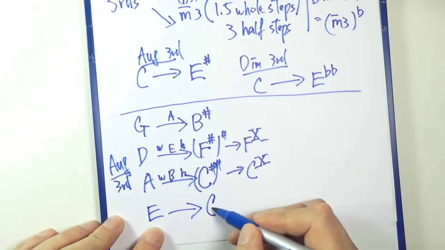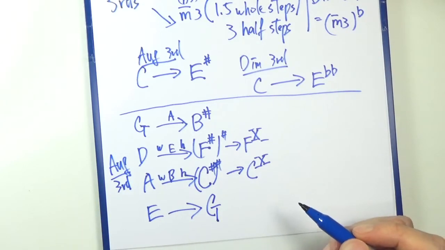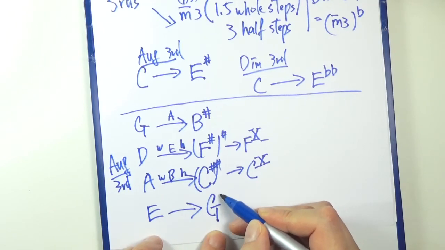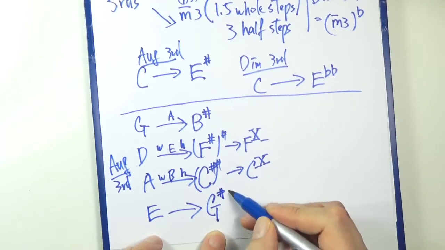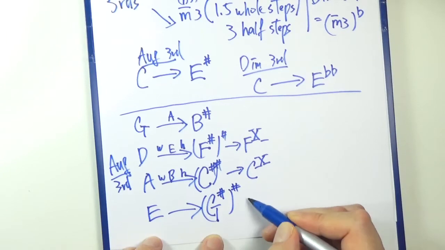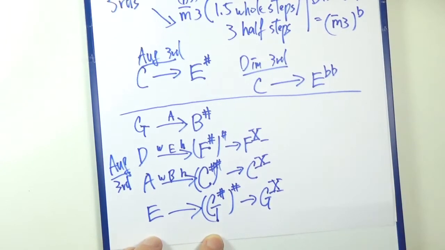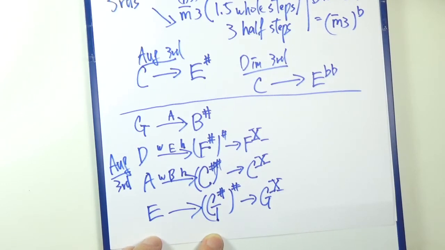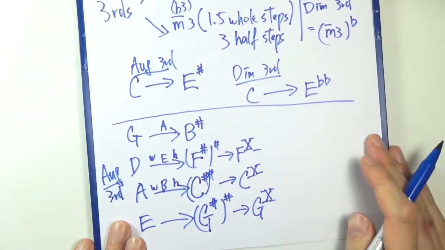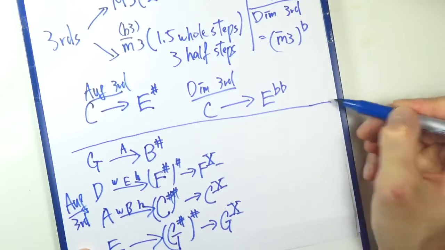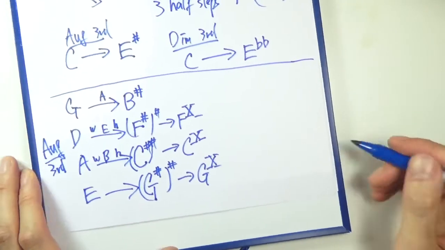Okay, E and G, that's a minor third, right? So make it a major third, but then you want an augmented third. So G sharp, like that, all right? So that's your augmented third intervals. Let's see if I can squeeze them on the right-hand side here.